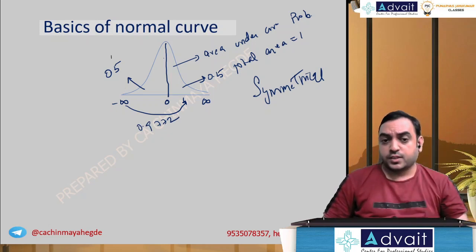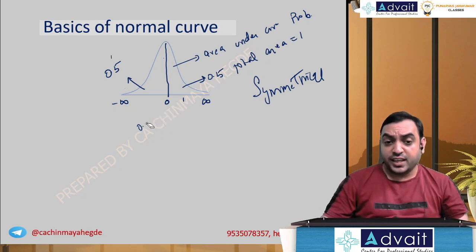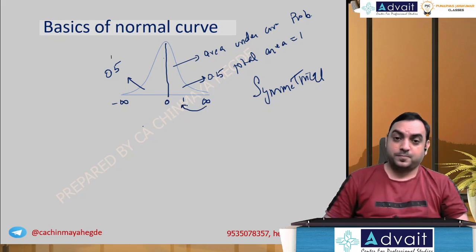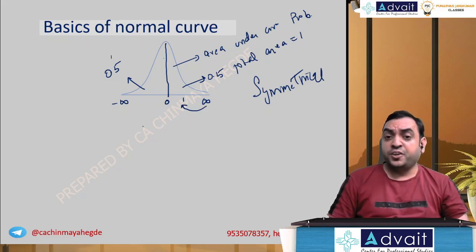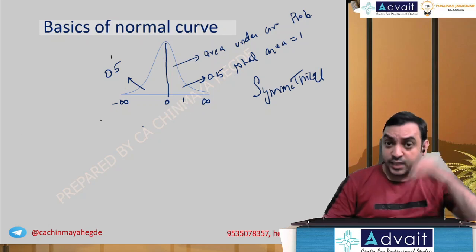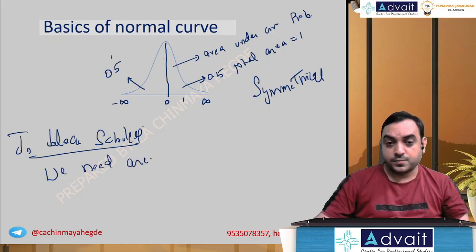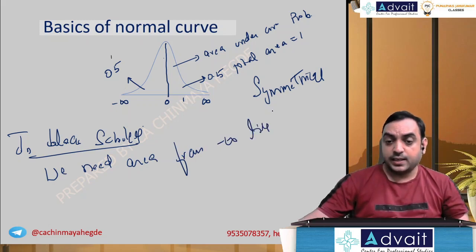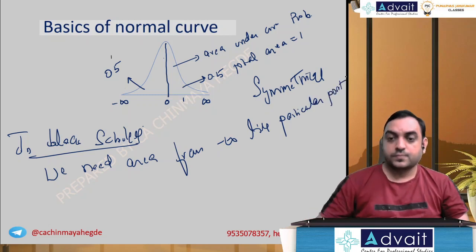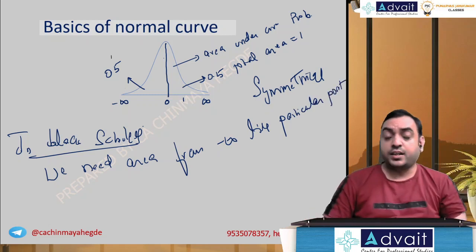We'd use that. But sometimes they'll give you area from minus infinity to something, or from infinity to 1. I don't require infinity to 1, I need minus infinity. I'll tell you once more: in the Black-Scholes model, we need area starting from minus infinity till a particular point. So if in the question they only give minus infinity, no problem.